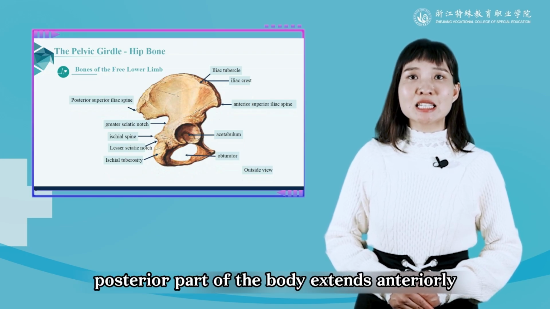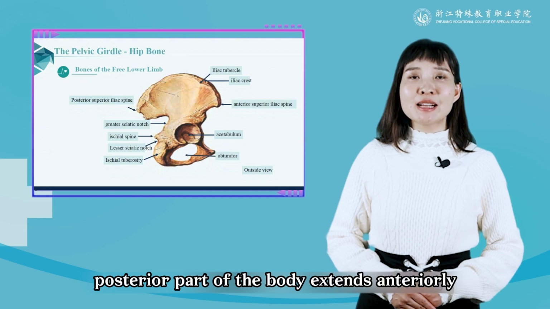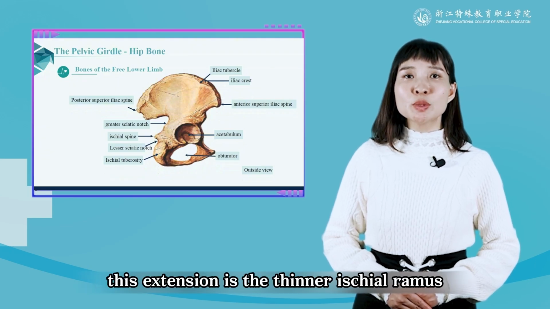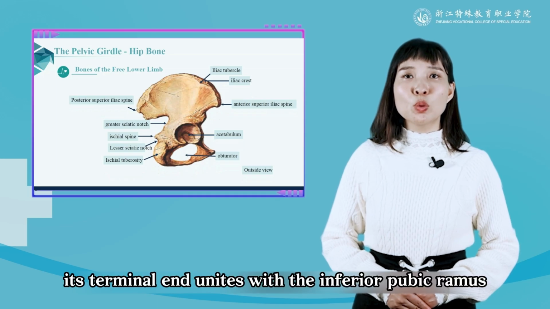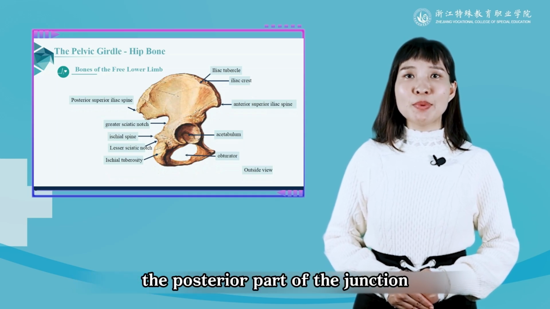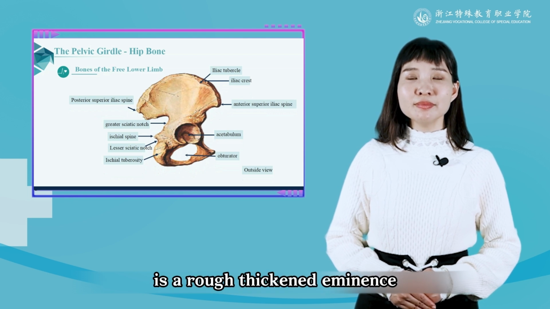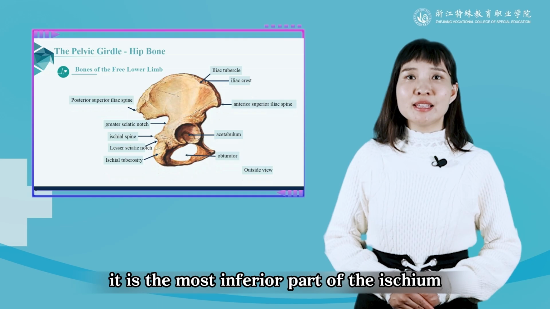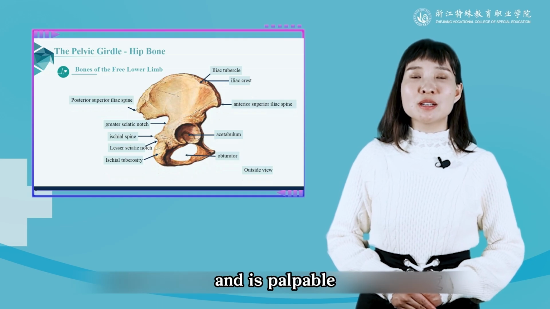The infraposterior part of the body extends anteriorly, superiorly, and medially. This extension is the thinner ischial ramus. Its terminal end unites with the inferior pubic ramus. The posterior part of the junction between the body and ramus is a rough, thickened eminence. This is the ischial tuberosity. It is the most inferior part of the ischium and is palpable.